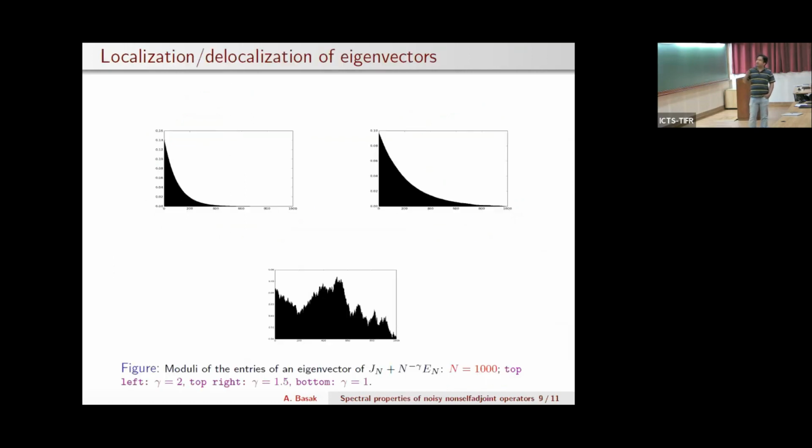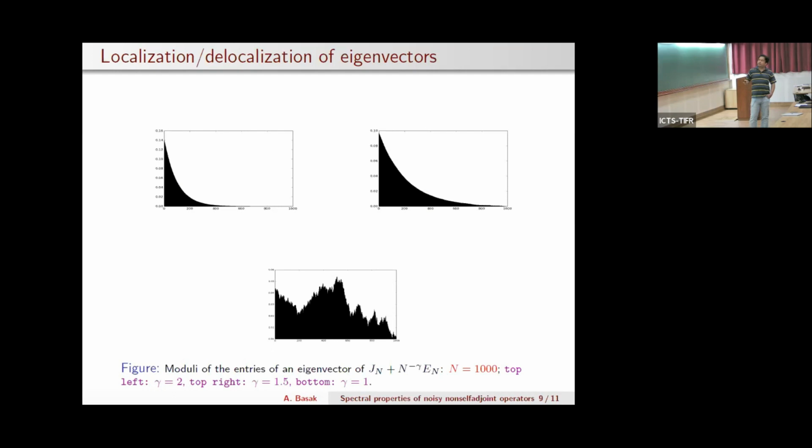And finally, let me just give you a brief description of what we did about the eigenvectors. So here are some plots again. What are these plots? I'm looking at this matrix again, the simplest matrix, the Jordan block plus some noise, and I'm looking at the modulus of the entries of an eigenvector of this matrix. Okay, and here gamma is 2, gamma is 1/2, gamma is 1.